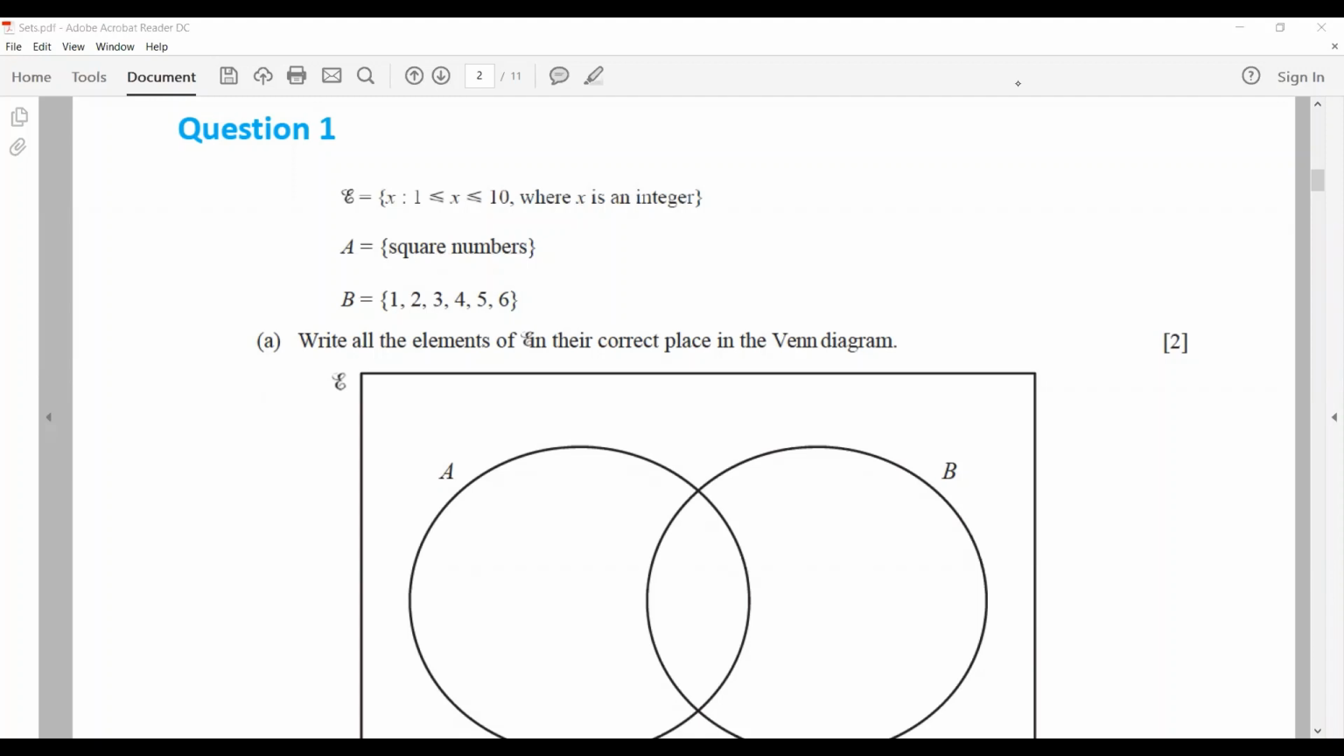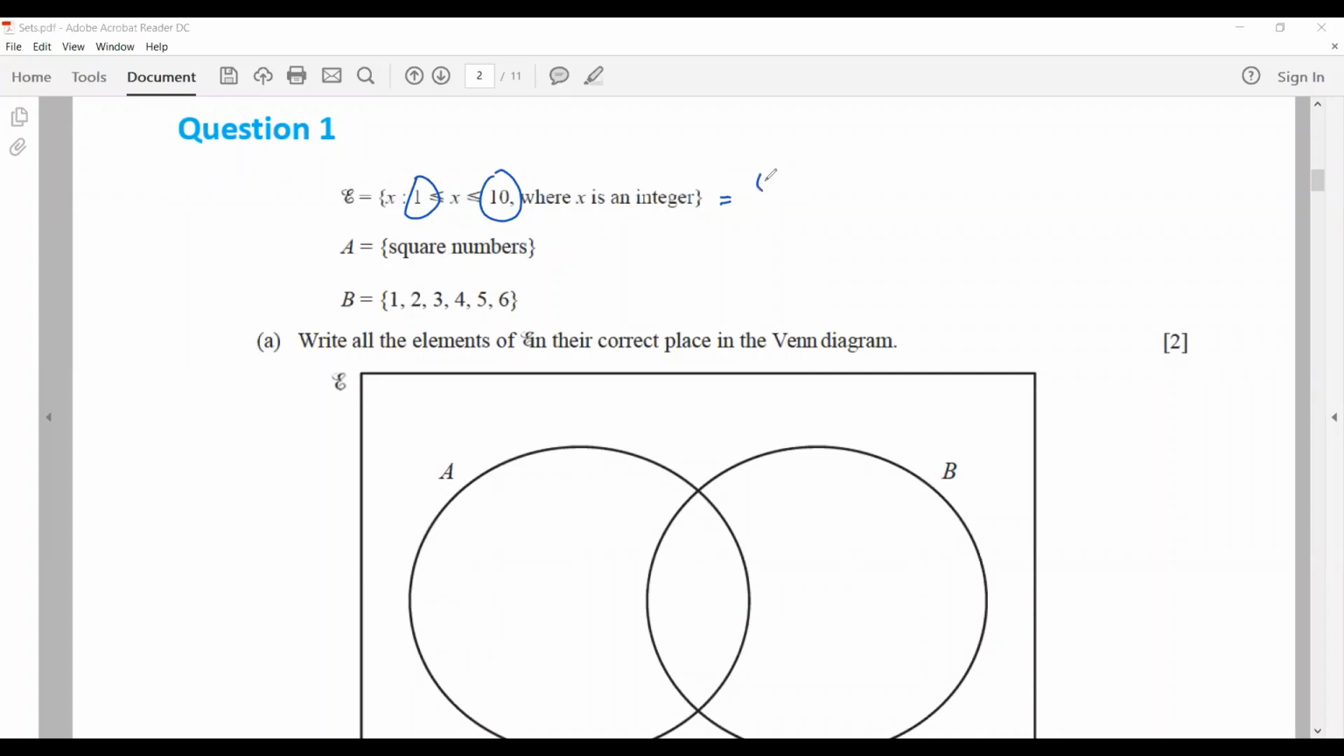Given a universal set, it is defined as all the x's such that x is greater than or equal to 1 and less than or equal to 10. However, x is not a real number, so we can't have anything like 2.1. It has to be an integer. So there is another way of showing this.